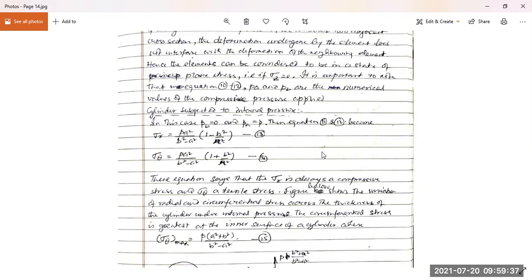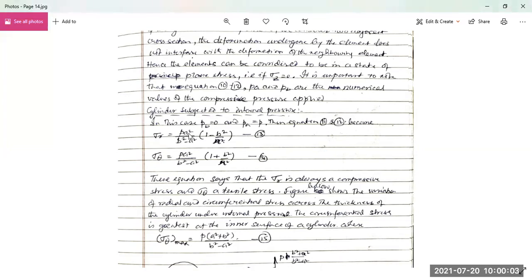The cylinder subjected to internal pressure. Say we have a pipe or cylinder which is open at both ends, having a fluid running, which is creating a pressure over the cylinder surface, and there is no external pressure acting over the outside surface of the cylinder. So what is going on here?